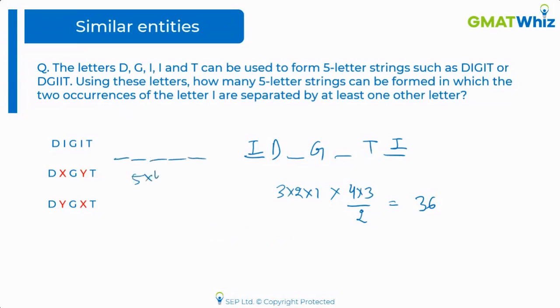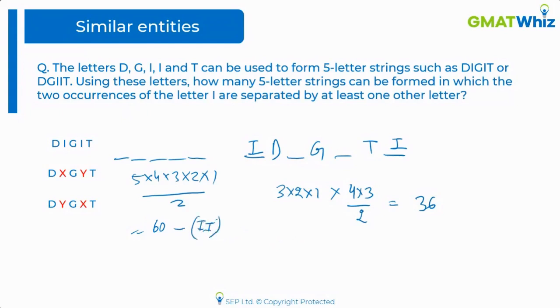That can be done in 5 into 4 into 3 into 2 into 1 ways, divided by 2 because I is repeating. So this is nothing but 120 by 2, which is 60. Okay, so these are the total number of arrangements which are possible. Then what you can do is subtract the cases in which the 2 I's are together.